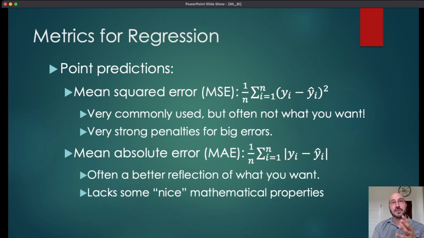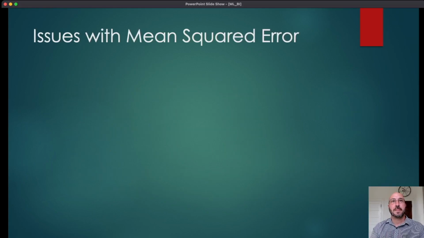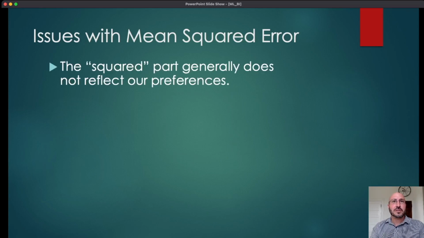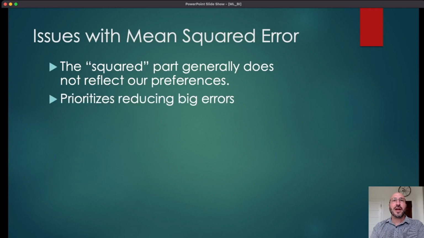But I think it's important to distinguish that just because a metric works very nicely mathematically and has nice mathematical properties, that's a different benefit than the metric really reflecting which sets of predictions you would prefer to have. So let's dive into these issues with mean squared error. The squared part generally does not reflect our preferences. That is, it really prioritizes reducing these big errors.